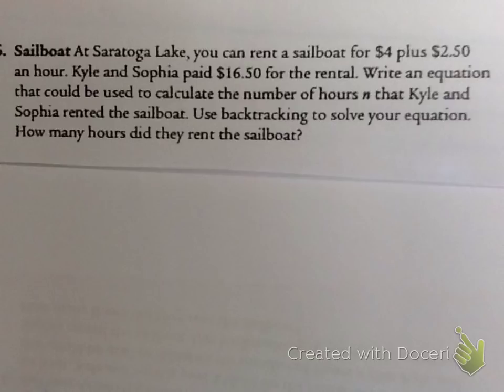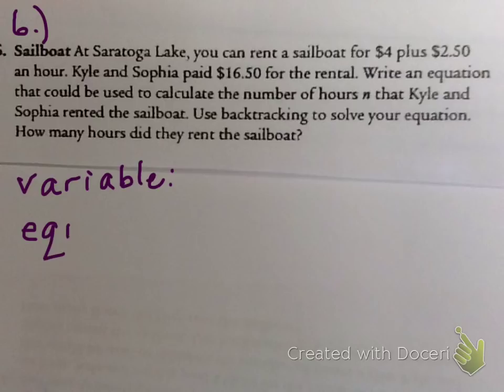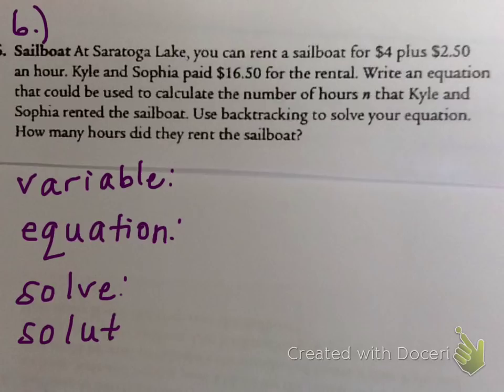Okay, your final word problem for today. Take a look at problem number 6. If you have this worksheet, you can underline and work on this problem itself. Otherwise, take a look at it now. This is the sailboat problem. You need to write down your variable, write down the equation to solve. Then you need to solve using backtracking. And when you're done solving, write your solution, what your variable equals, and write your complete sentence.